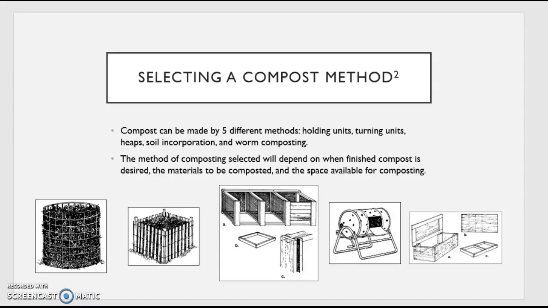So, selecting a compost method. There are 5 different methods for selecting a compost bin, and these are holding units, turning units, heaps, soil incorporation, and worm composting. Really, the method of composting that you select will just depend on when you want to finish your compost, like your desired time, the materials to be composted, and the space available for your compost.